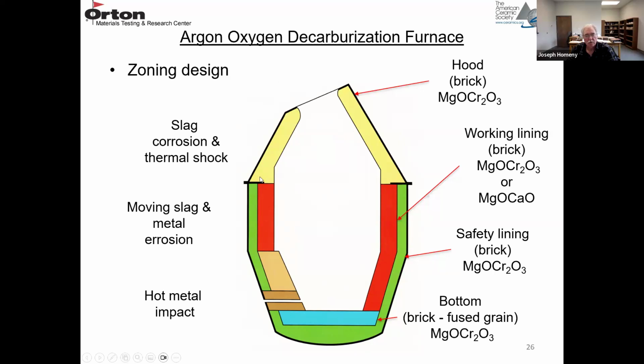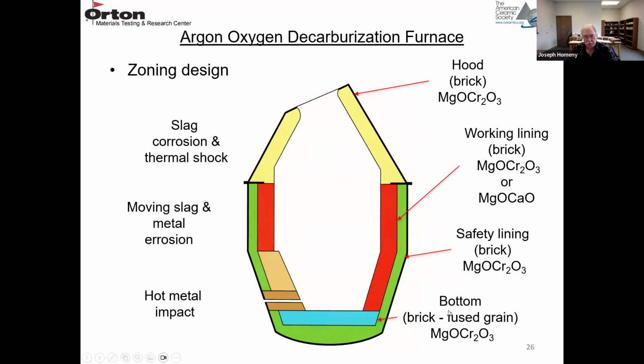So the top portion of this vessel, the hood, is usually a mag chrome brick. And then there's a working lining and a safety lining. The safety lining is usually a mag chrome brick. And then the working lining is usually a mag chrome brick or even a dolomite brick. Dolomite works rather well here. It's a good high temperature material.